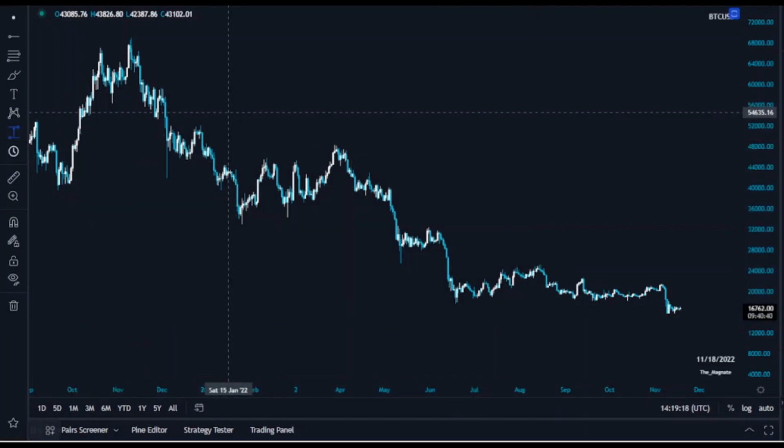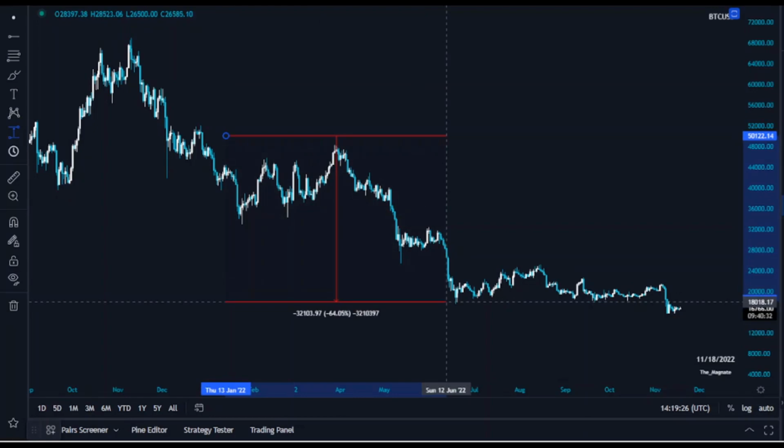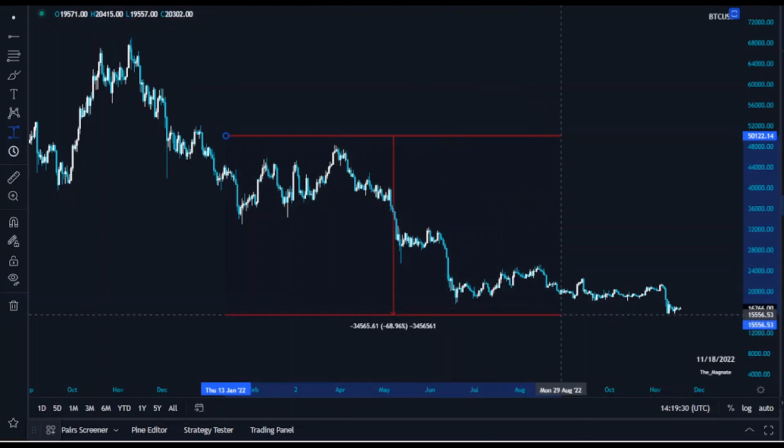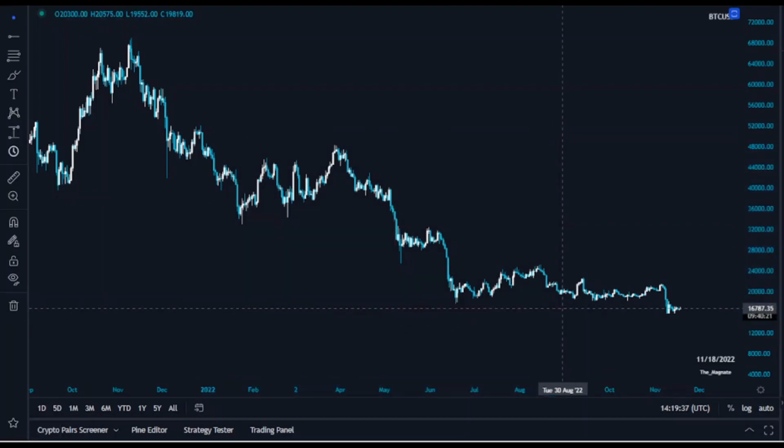But if we take the average between $52,000 and $48,000, that will give us $50,000, and we saw another massive dump. Depending on where you exited from, it was nearly 65% all the way up to nearly 70% dump, with the current price action at a 66% dump.